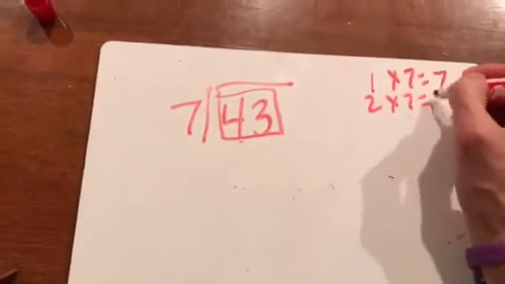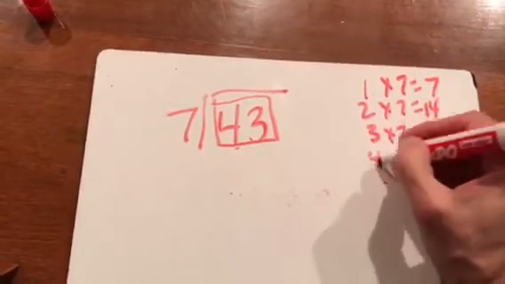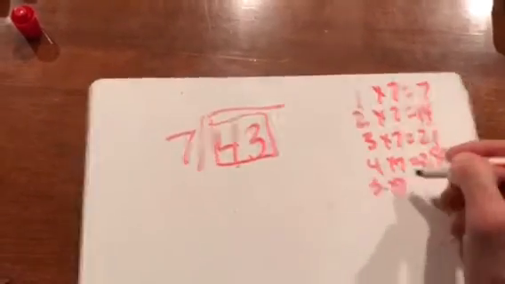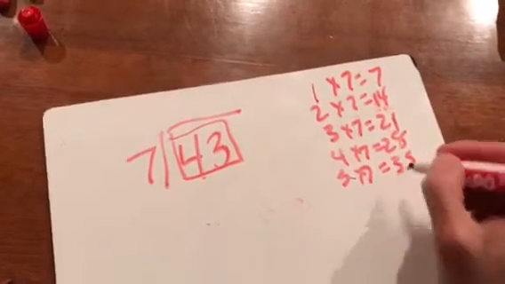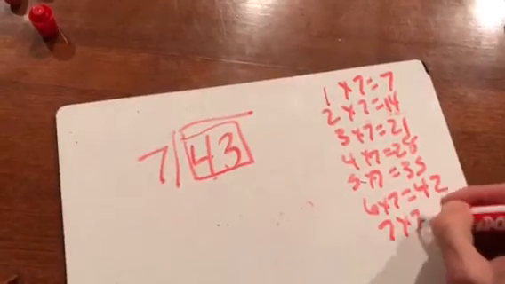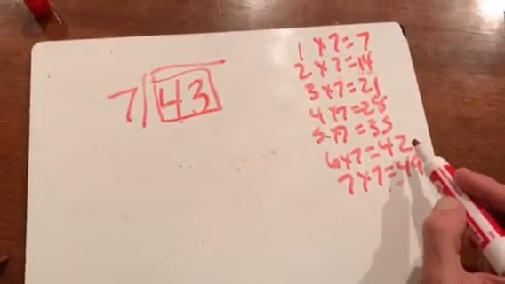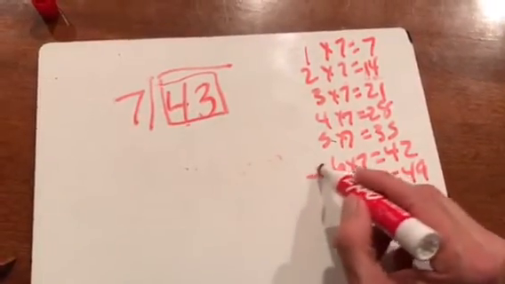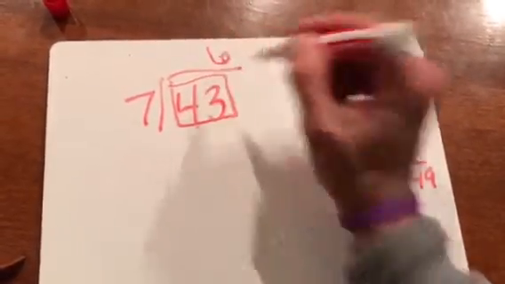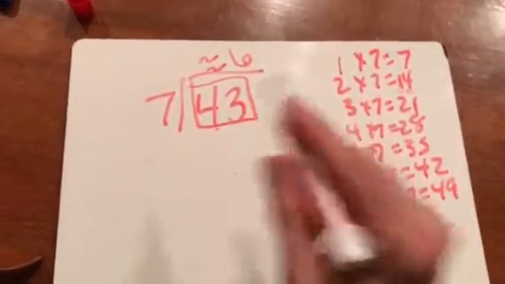2 times 7 equals 14, 3 times 7 equals 21. 4 times 7 equals 28. 5 times 7 equals 35. 6 times 7 equals 42. And 7 times 7 equals 49. And I can see I'm pretty close there. 43 and 42 are just one apart, so I'm not going to do any better than that. So right there, that's going to be my answer. So I would put my 6 right up there for the estimated quotient, and I'd say that 43 divided by 7 is about 6.